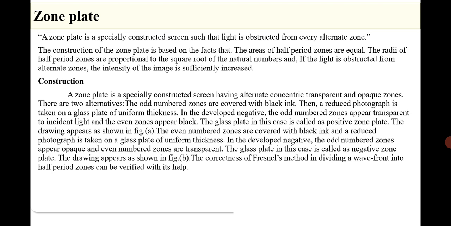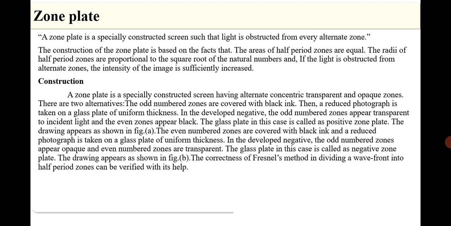The even numbered zones are covered with black ink and a reduced photograph is taken on the glass plate of uniform thickness. In the developed negative, the odd numbered zones appear opaque and even numbered zones are transparent. The glass plate in this case is called a negative zone plate. The drawing appears as shown.